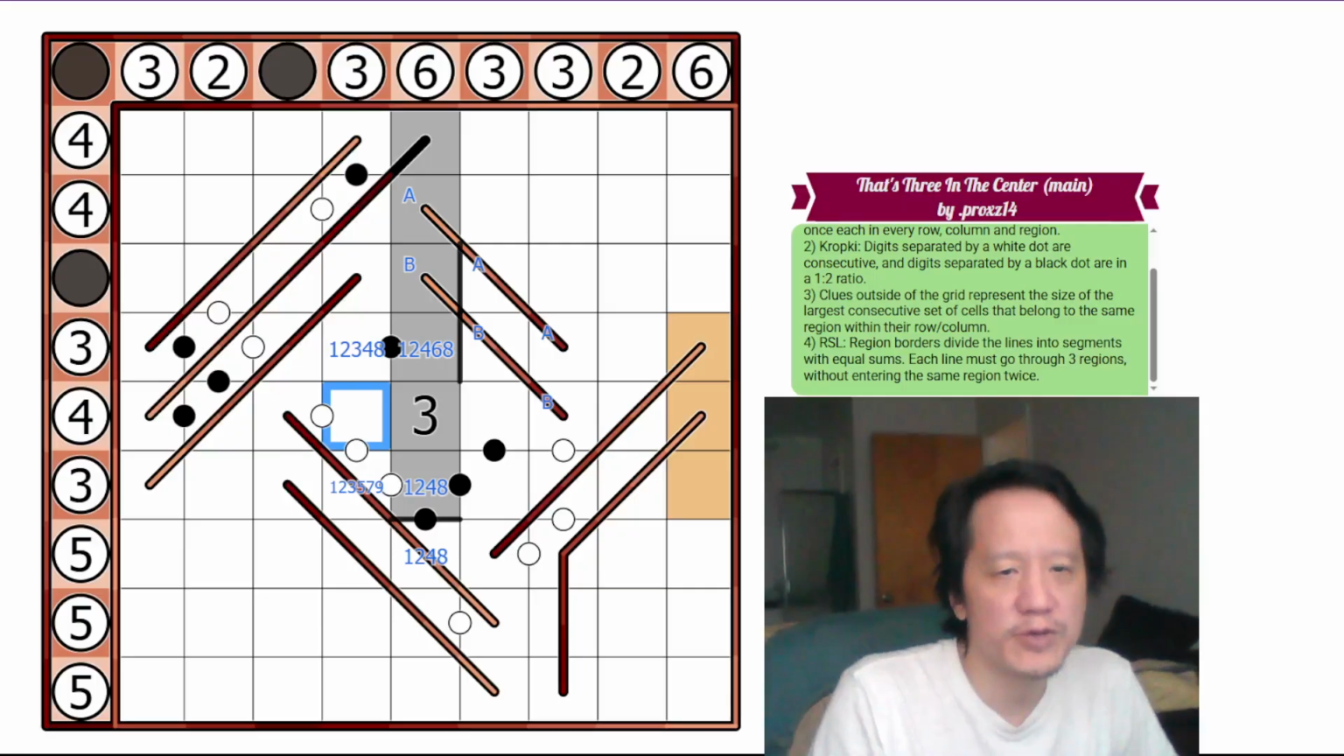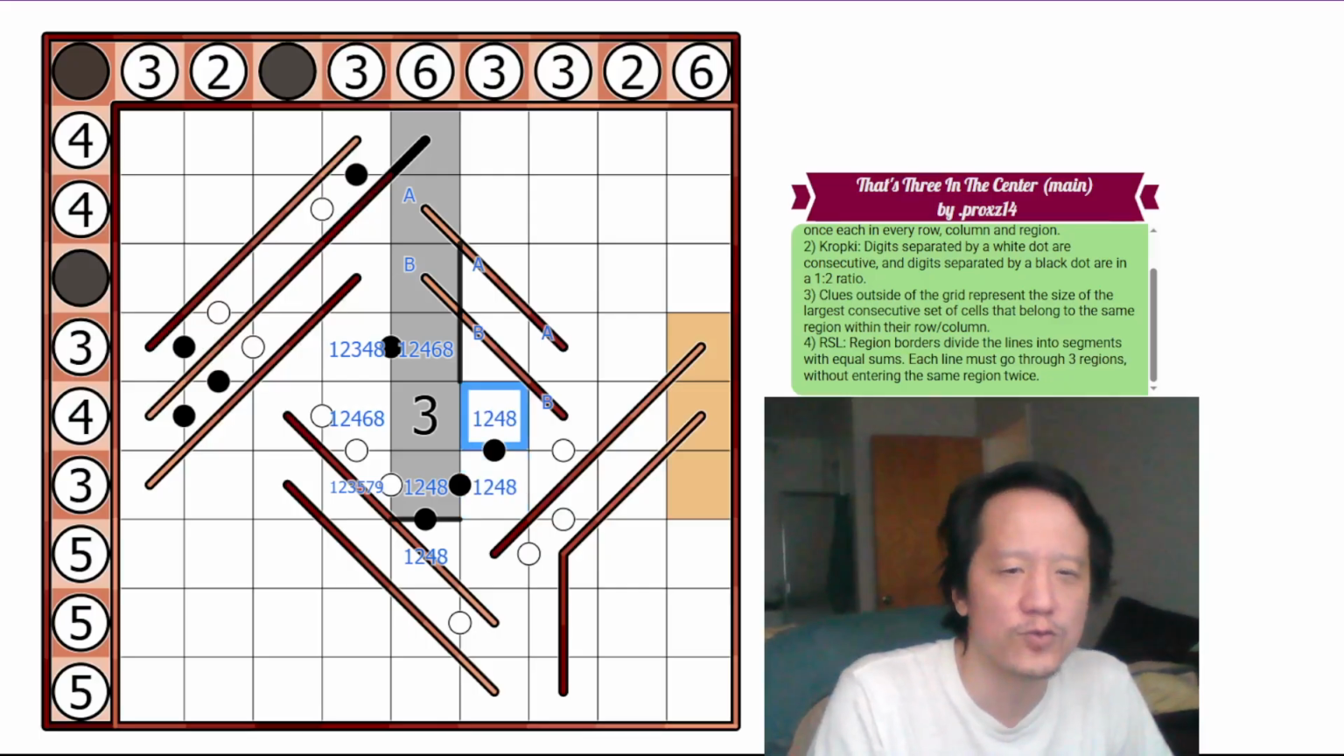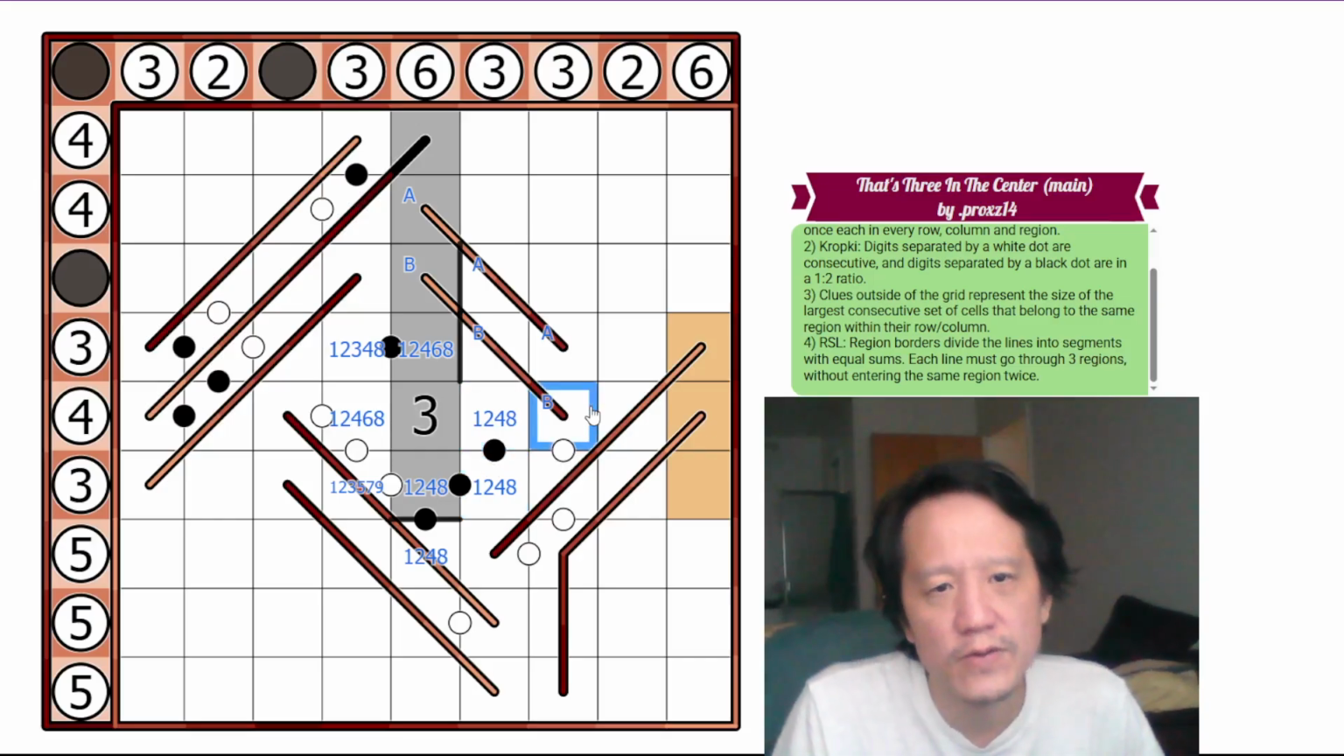1, 2, 3 can be next to 1, 2, and 4, but it can't be 3 here. 5 can be next to 4 and 6. 7 can be next to 6 and 8. 7 and 9 can only be next to 8. 1, 2, 4, 8 is next to 1, 2, 4, 8, which is next to 1, 2, 4, 8. So those are all possibilities.